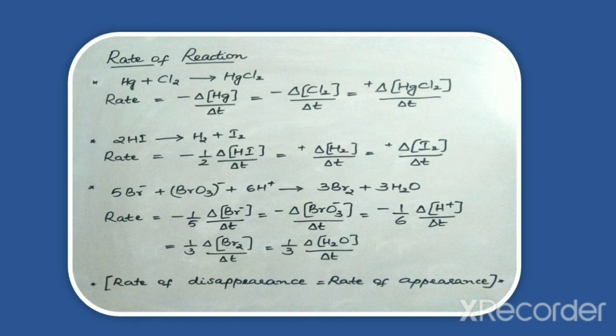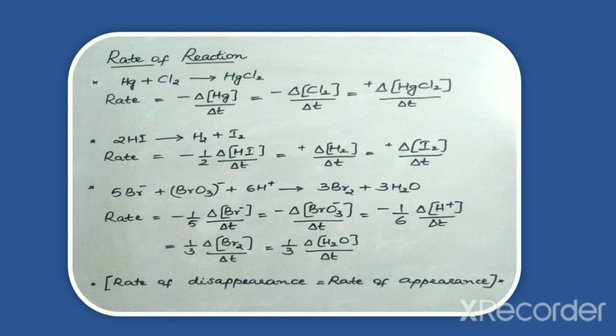Consider the next equation: 2HI gives H2 plus I2. The rate is equal to minus 1 by 2 delta [HI] divided by delta t, which is equal to plus delta [H2] by delta t, which is equal to plus delta [I2] by delta t. Since the rate of consumption of hydrogen iodide is twice the rate of formation of hydrogen or iodine, to make them equal, the term delta [HI] is divided by 2.